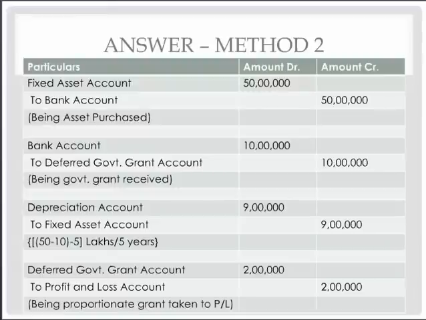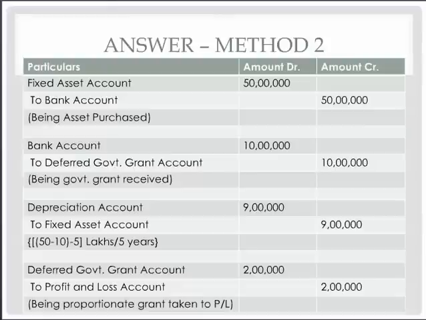So students, first you record the fixed asset purchased, which is fixed assets account debit to bank account, rupees 50 lakhs. Next, you record the government grant received, which is bank account debit to deferred government grant account, rupees 10 lakhs. If you see here, we have not credited the fixed assets account. We have credited a different account, deferred government grant account.